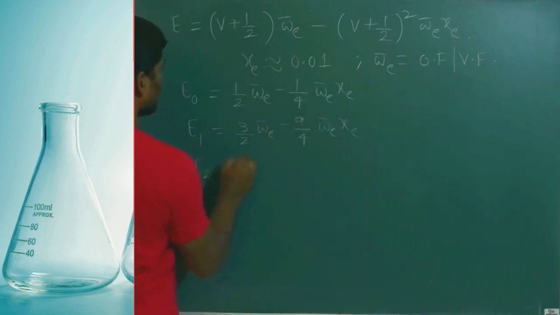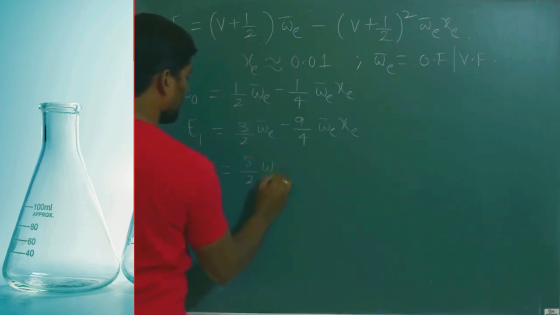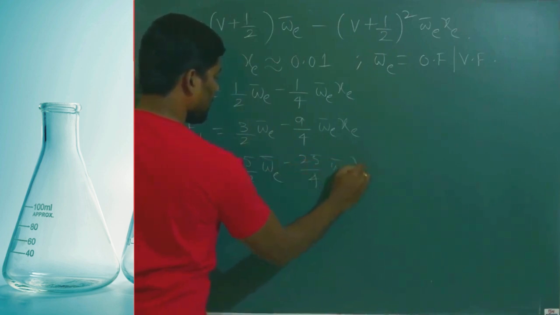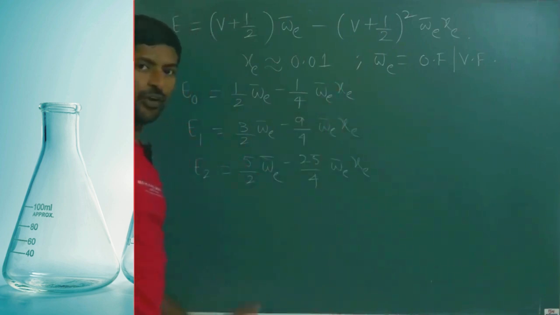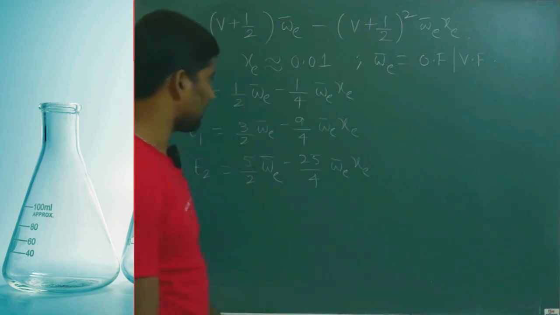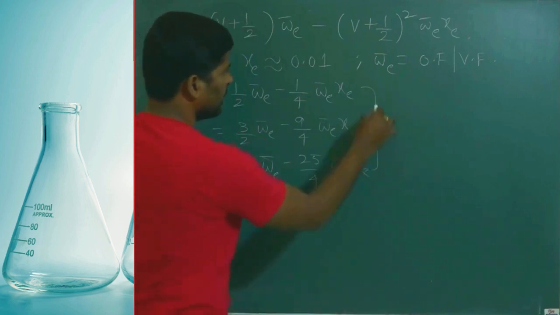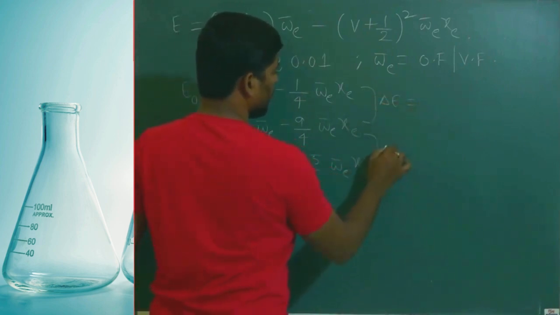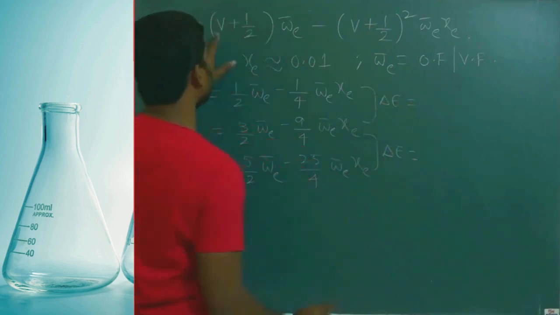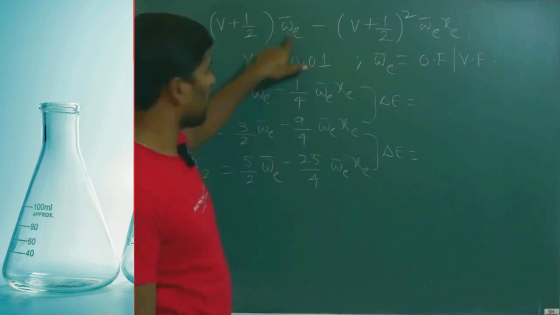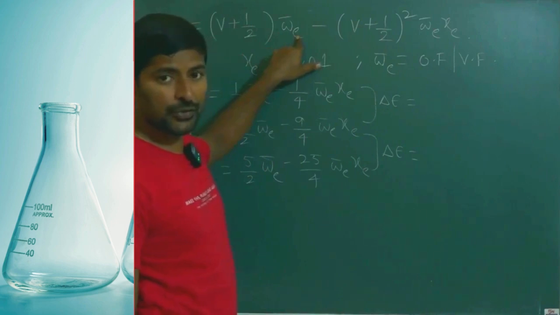E2, if you substitute here, 2 into 2, 4, it is 5/2 omega bar E minus 25/4 omega bar E Xe. Like this, we will get various possible vibrational energy levels. And if you see the gap between two successive vibrational energy levels, previously what is the equation we have? (V plus 1/2) into h nu or nu bar we have.